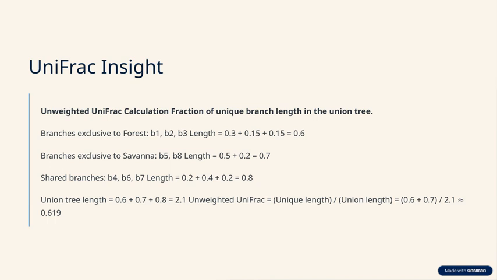This value tells us that about 61.9% of the total phylogenetic diversity in the combined community is unique to either forest or savanna, highlighting how distinct these communities are in terms of their branch compositions. This approach helps us quantify the differences in microbial communities in a way that's rooted in their evolutionary history.